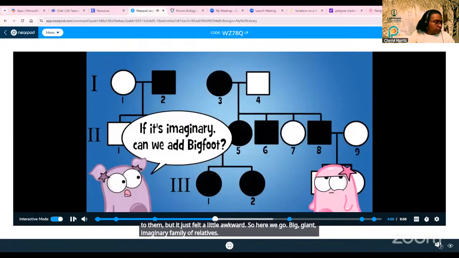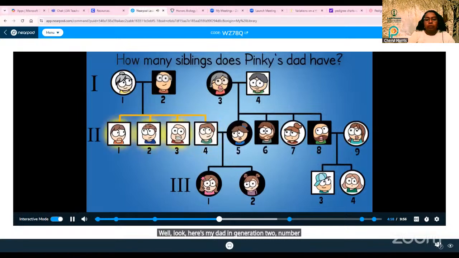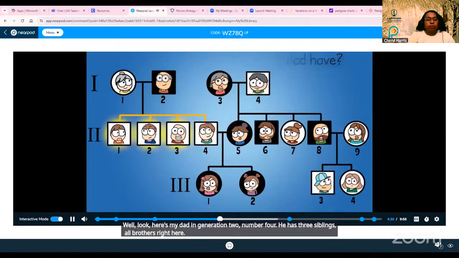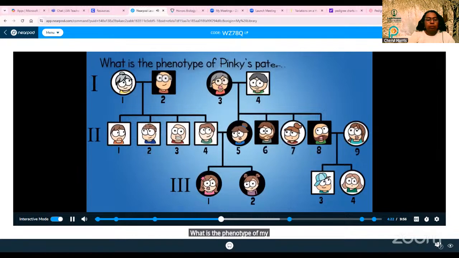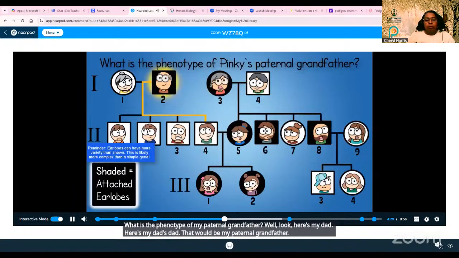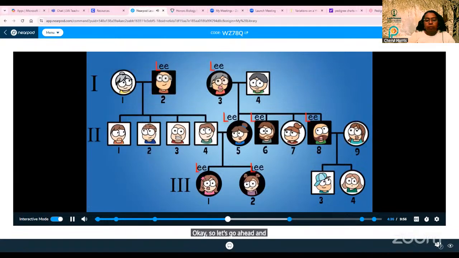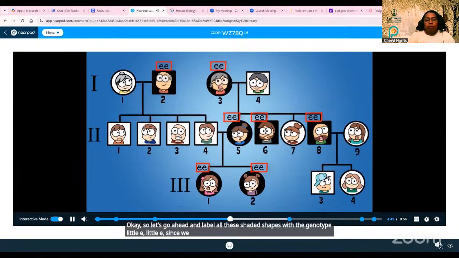Okay, just to make sure you understand this, how many siblings does my dad have? Well, look, here's my dad in generation 2, number 4. He has 3 siblings, all brothers, right here. What is the phenotype of my paternal grandfather? Well, look, here's my dad. Here's my dad's dad. That would be my paternal grandfather. And because his square is shaded, that means his phenotype is attached earlobes. Okay, so let's go ahead and label all these shaded shapes with the genotype little e, since we know that's the trait we're tracking. Now take a look at generation 1, individual 1.